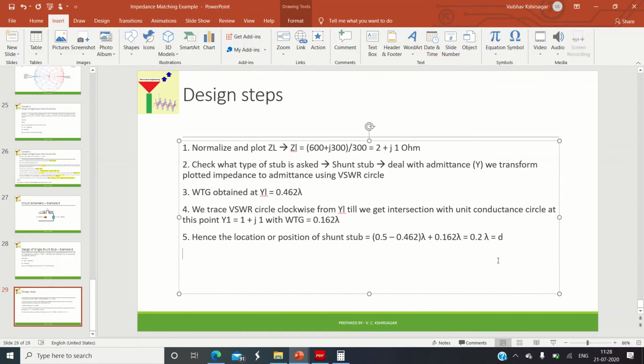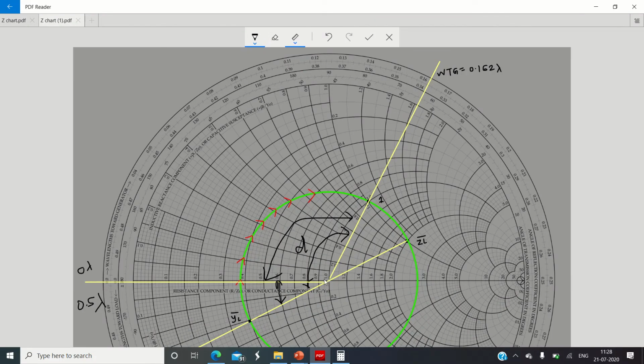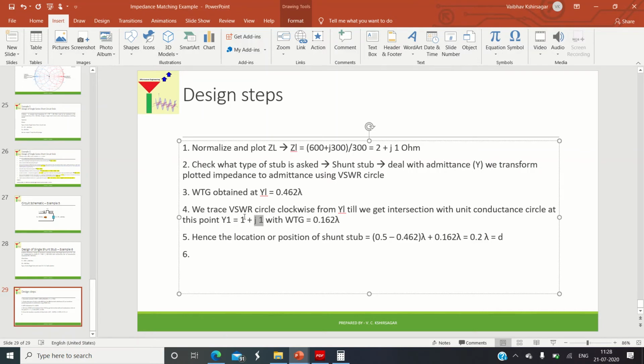Next job, the sixth job, is to find the length of the stub. In order to find the length of the stub, we know that the imaginary part at point number 1 is plus j1. We want to make this y1 purely equal to 1. So what should we do so that the y1 value will become 1? In the Smith chart, y1 is nothing but y1 bar, right? In order to make this value completely equal to 1, we add minus j1 over here. Since we are dealing with admittance, minus j1 indicates susceptance, please remember.